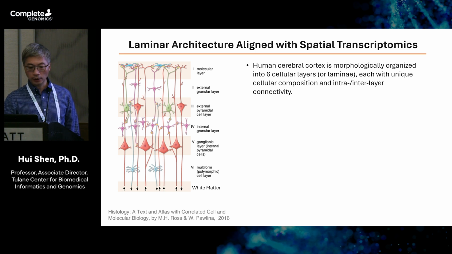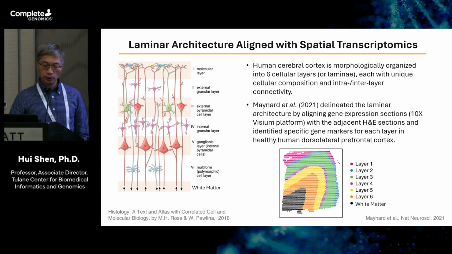This is a schematic illustration of the 6 layers, ranging from layer 1 to layer 6, starting from the surface of the brain and moving inwards. After the 6th layer is the white matter.